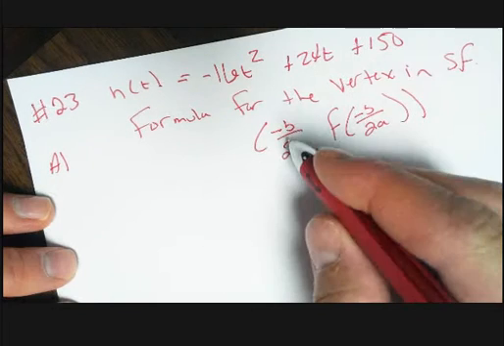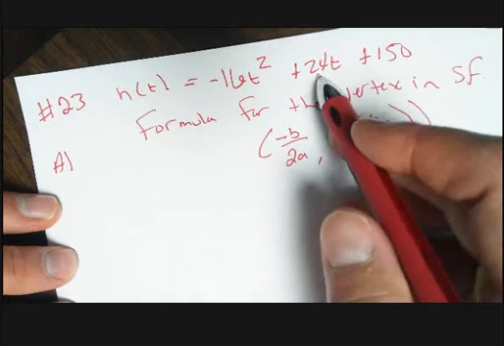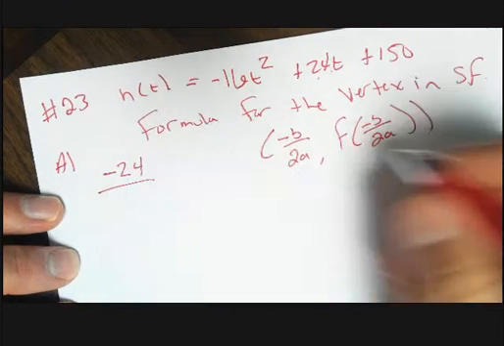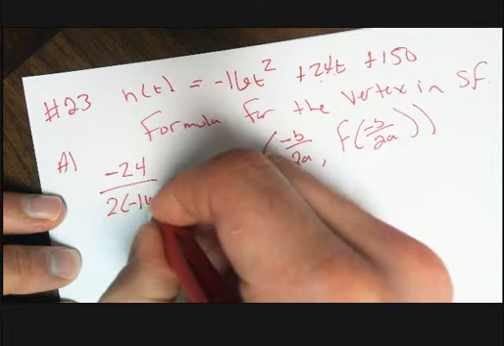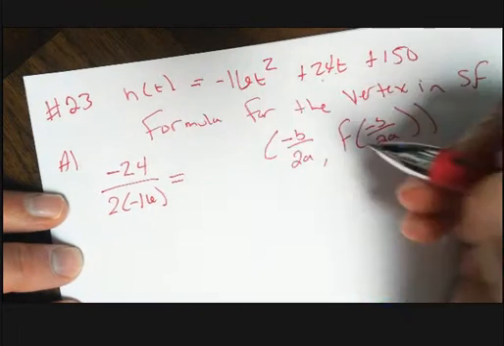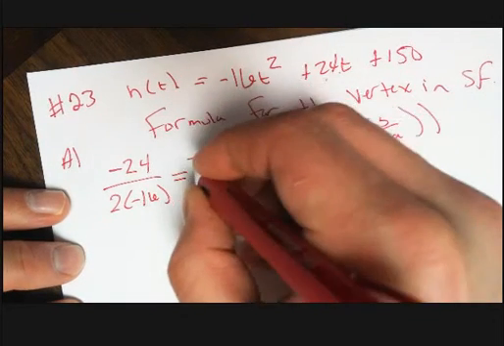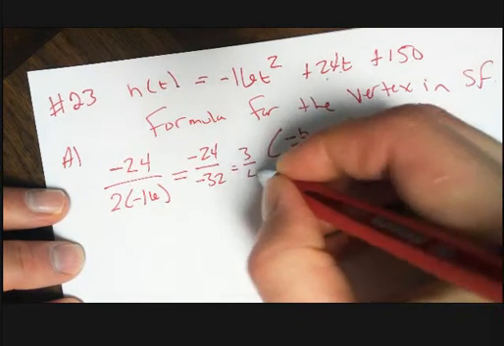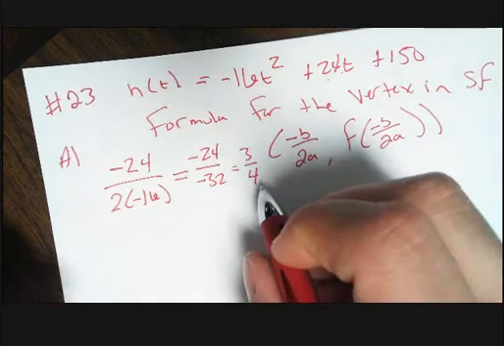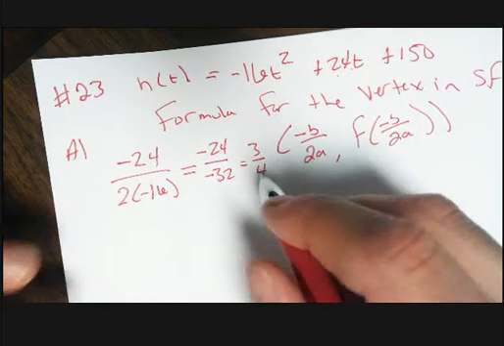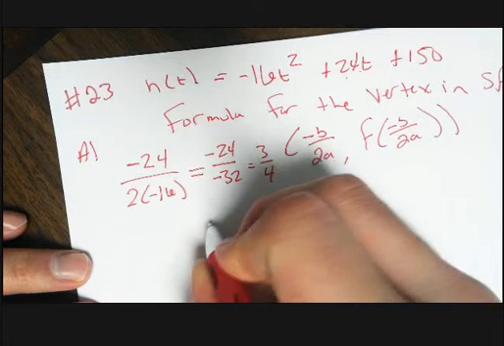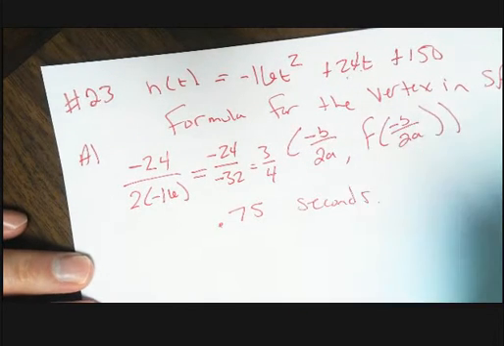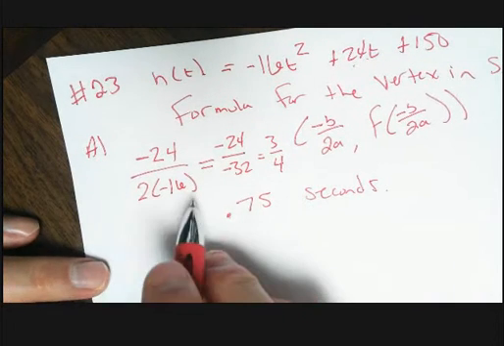So we're just going to find b, which is located beside the linear term. So we've got negative 24 divided by 2 times negative 16. That's going to give us negative 24 over negative 32, and this is going to be 3/4. Okay, but since we're doing applications, we can't say 3/4. We have to say 0.75 seconds. Okay, that's part A.